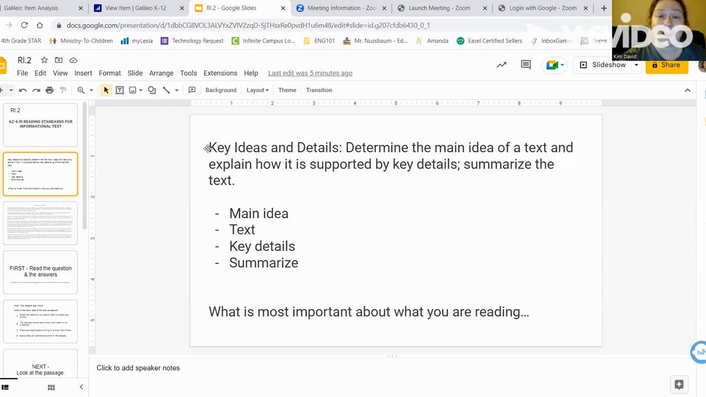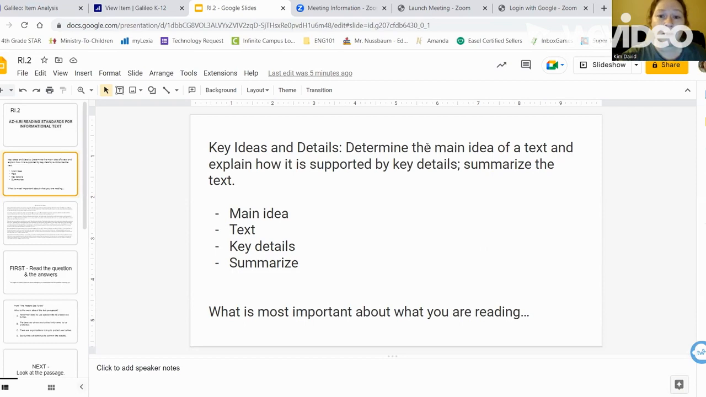We are going to be looking at key ideas and details. So when I ask what are the details in a story or what are the details in a text, that is what do you think is important and the small pieces of the text that we should know. So in an informational text, it's what is the author trying to tell you about that subject?